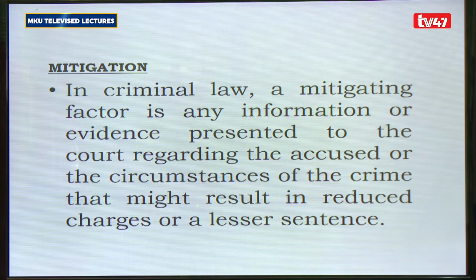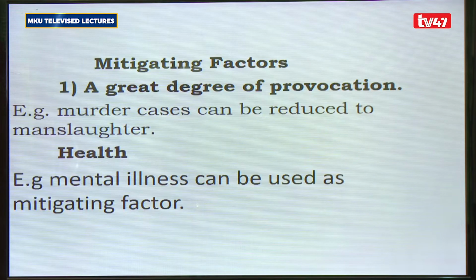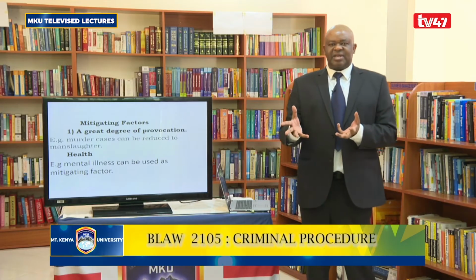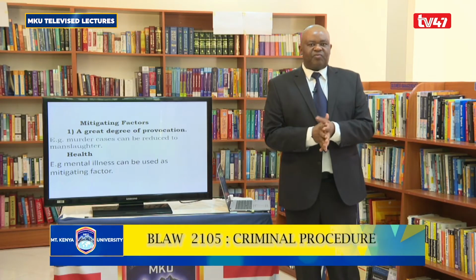And of course, we can look at some few factors which can be mitigating. One of them is the degree of provocation. For example, in murder, if it is shown by the accused person that there was a degree of provocation to the extent that he had no choice or it made him commit the murder, then the murder itself might be reduced to manslaughter. And then secondly, the instances whereby an issue of mental illness may arise in the criminal culpability of an accused person.